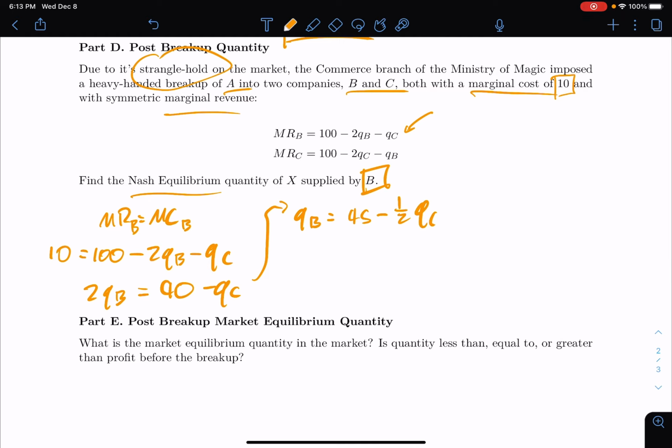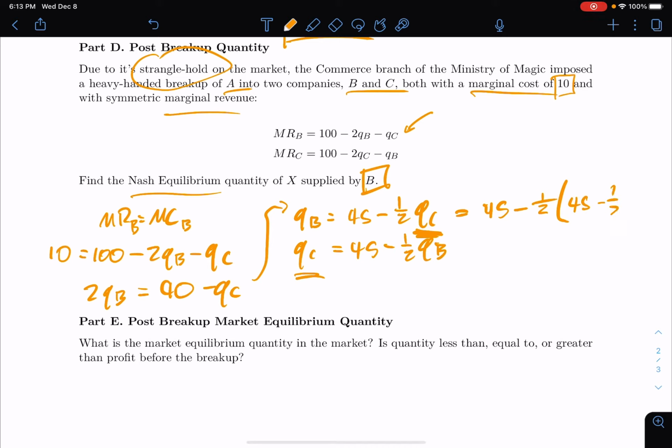Okay. And because this is symmetric, since we've solved for the best response function here, we can just write down the best response function for C, which is just swapping the subscripts. So then to find the Nash equilibrium quantity for B, all we have to do is plug QC into QC and then solve. So let's write this over here. We have 45 minus 1/2 times 45 minus 1/2 QB.